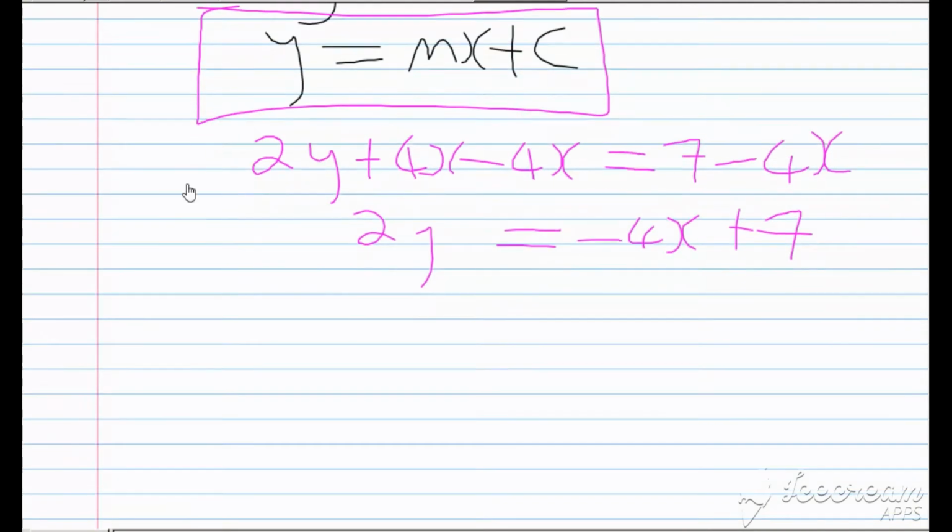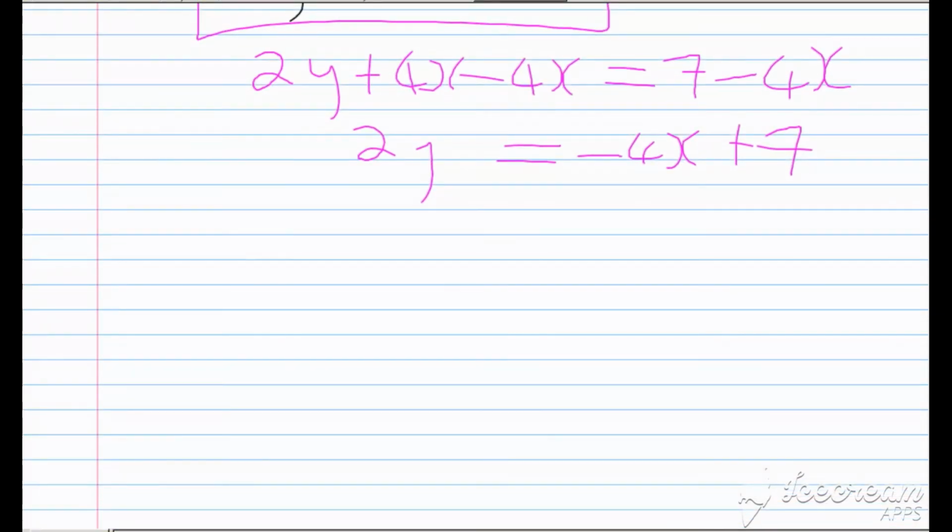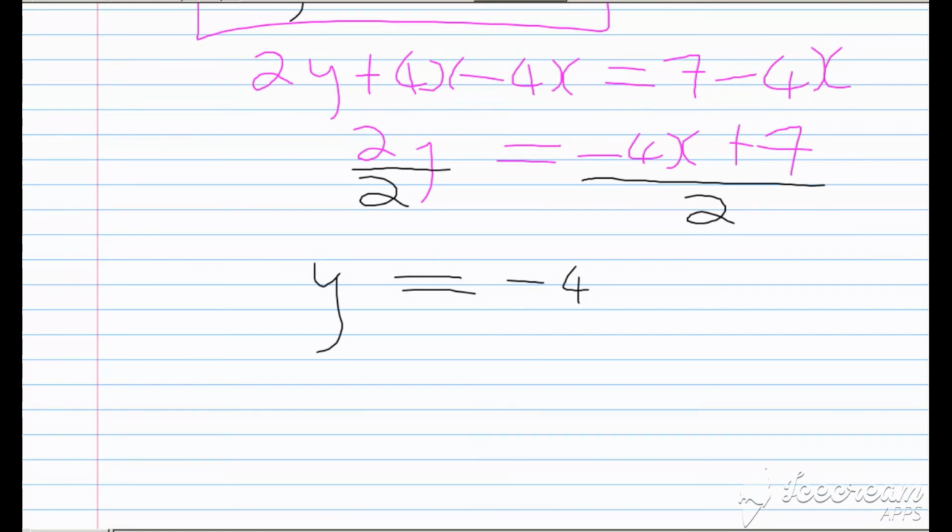All right, so we're almost there. Now we have 2y. I need to have y by itself. The coefficient of that y should be 1. So it means I'm going to have to divide both sides by 2. So all of this side over 2 and all of that side over 2. So I'm going to have y equal, but there's still a problem here. I am going to need to separate these fractions. So I'm going to have negative 4x over 2 plus 7 over 2.